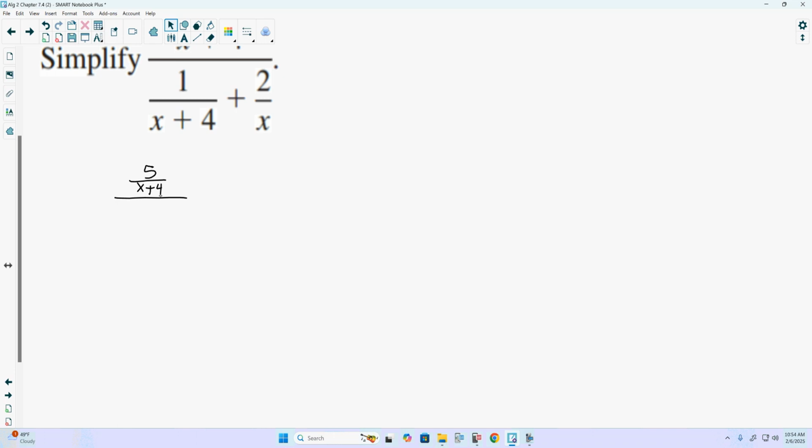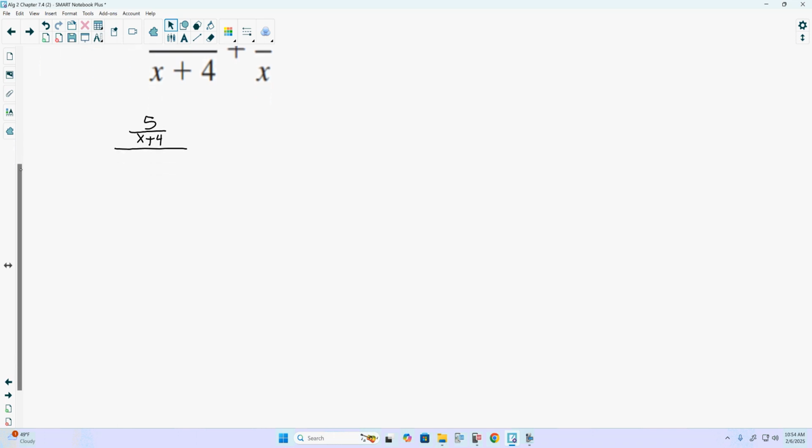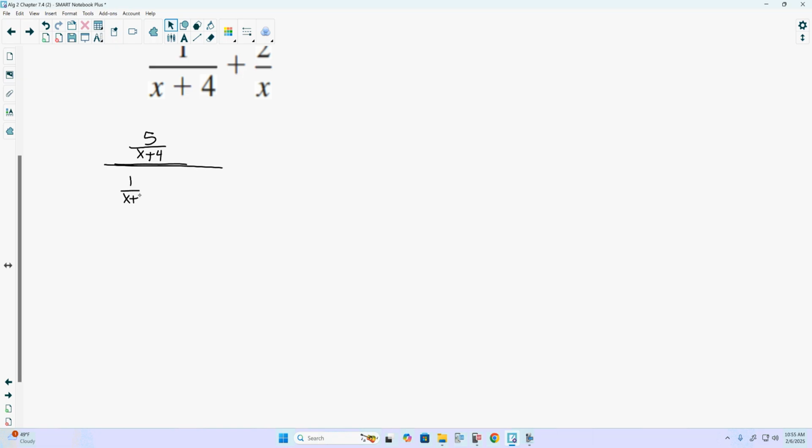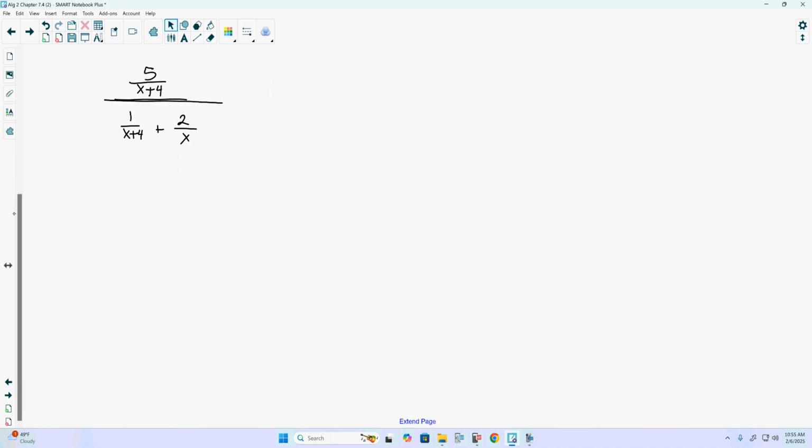But the denominator, we have two separate fractions. And we're going to have to get those denominators to be the same. So we're going to look at the bottom of the fraction and see what the least common denominator is. One of them has x plus 4. The other has x. Well, incidentally, the least common denominator is just going to be x times x plus 4. Nothing in common. We need one of each. One of just the x term, one of the x plus 4.